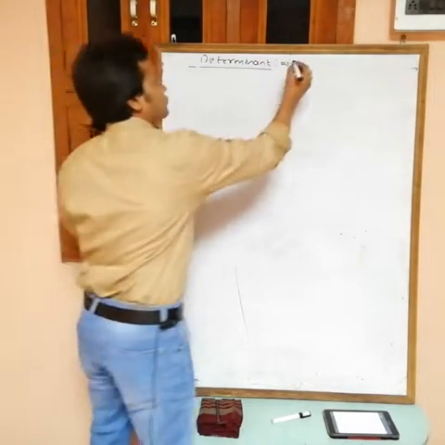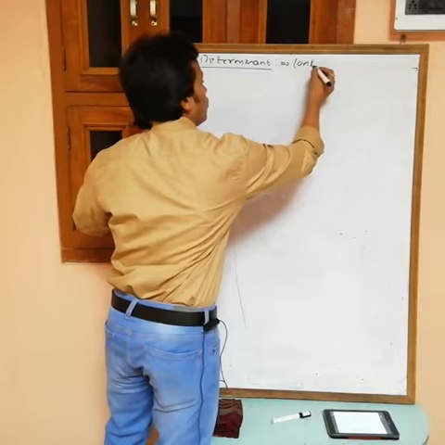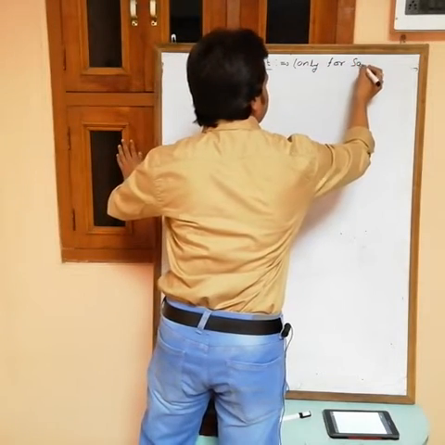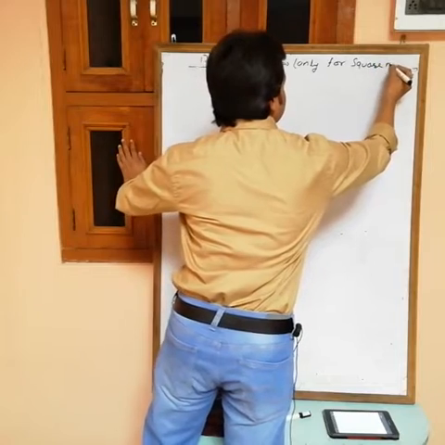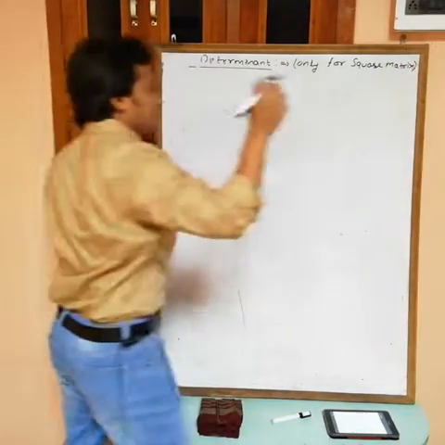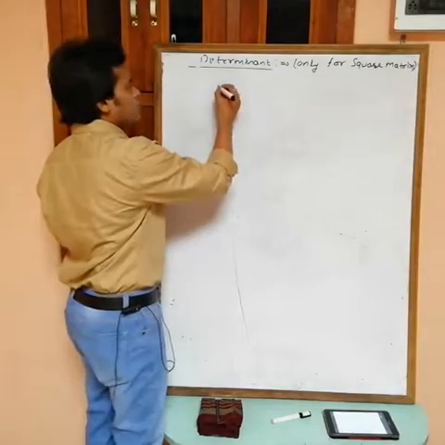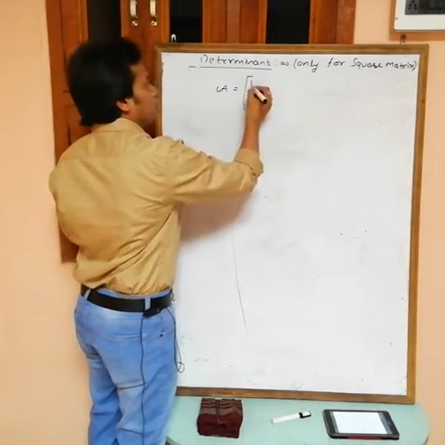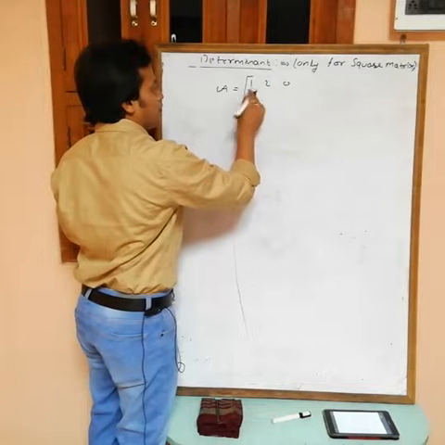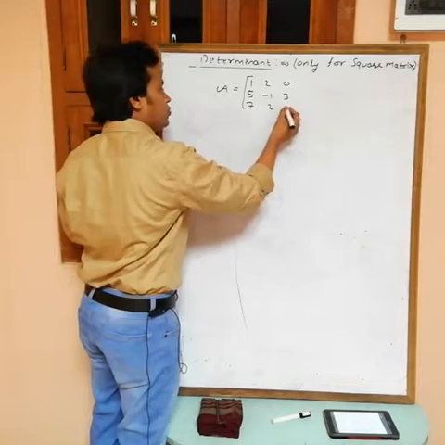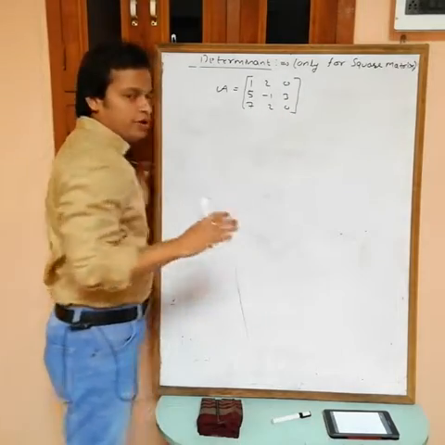Determinant is only defined for a square matrix. And now suppose we have any square matrix. A is this one, 1 2 0 5, minus 1 3 7 2 0. Okay, suppose this is the square matrix A.